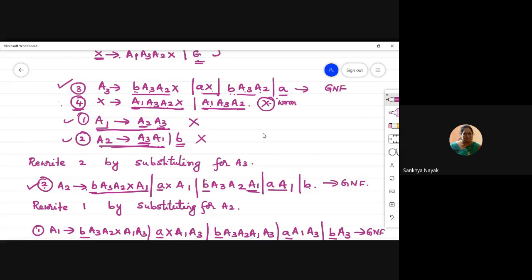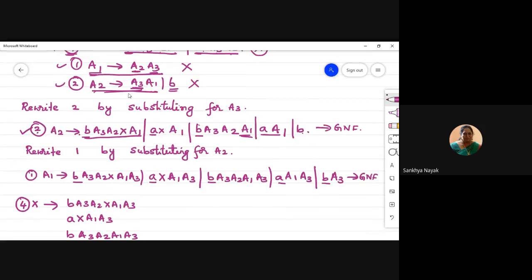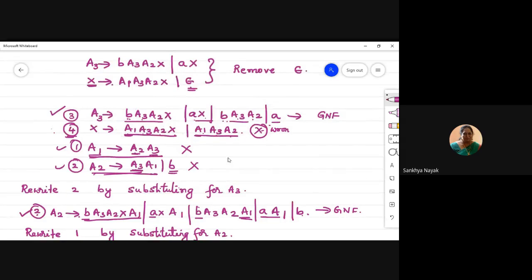So substitute for A1. If you take that fourth term now, X, you write the A1 terms: B A3, A2, X, A1, A3, AX, A1, A3, B, A3, A2, A1, A3, A1, A3, and B, A3. So these are for A1. And after A1, you will have to write A3, A2, X once and A3, A2 once.